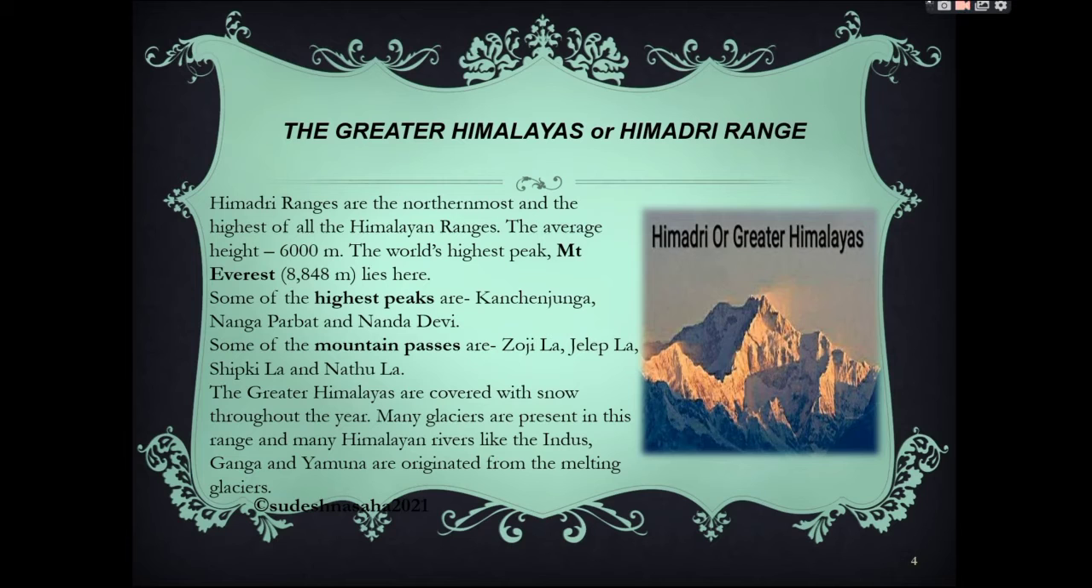The Greater Himalayas are covered with snow throughout the year. Many glaciers are present in this range, and many Himalayan rivers like the Indus, Ganga and Yamuna originate from the melting glaciers. In the right hand side picture we can see the Greater Himalayas or Himadri, and throughout the whole year it is covered with snow. That's why it looks white only.